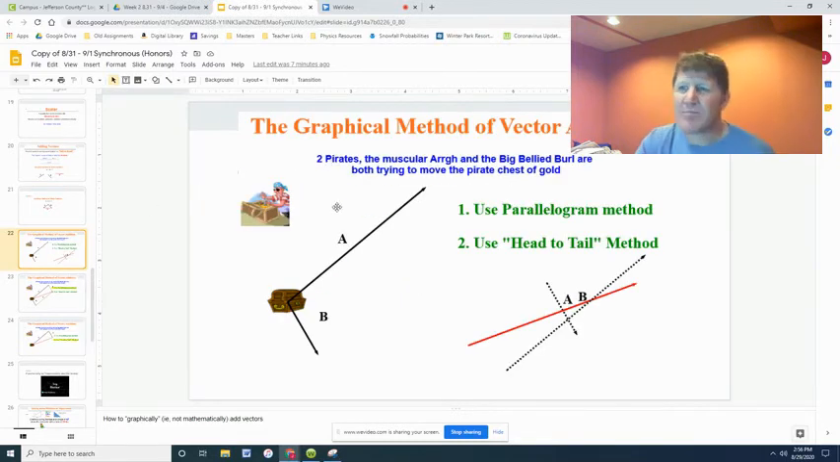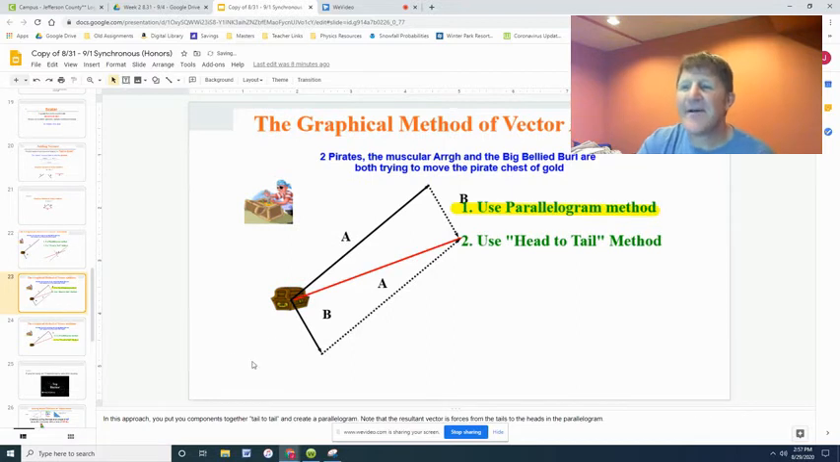So we have this pirate problem, right? So the muscular pirate R and the other pirate, Big Belly Burl, are both trying to pull or push on this treasure chest. Now, R is stronger and so exerts a greater force, a larger magnitude in one direction, and then Big Belly Burl pushes it or pulls it in another direction, and we're going to see what the result of those two forces are. Okay, and so we can see over here that the result is going to be visualized in this way.